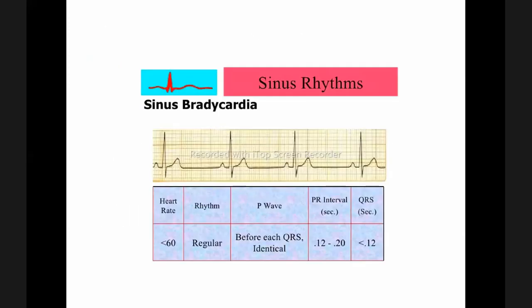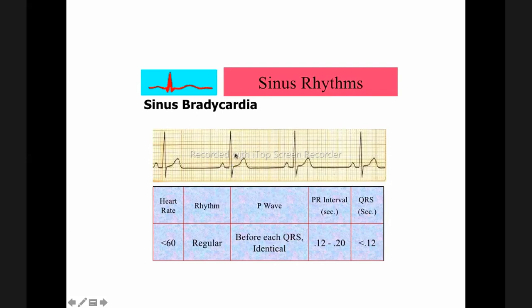Okay. So now let's look at sinus bradycardia. In sinus bradycardia, it's self-explanatory. It's in sinus rhythm. So there's an upright P in lead two, an upright P before every QRS. So it's sinus rhythm, okay? But is the heart rate okay?